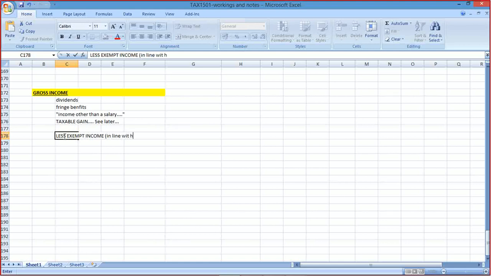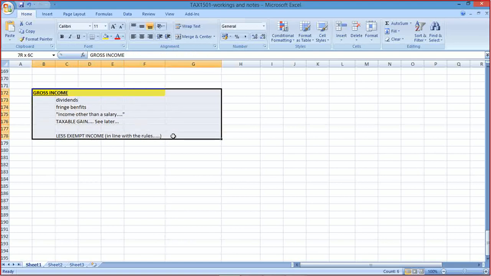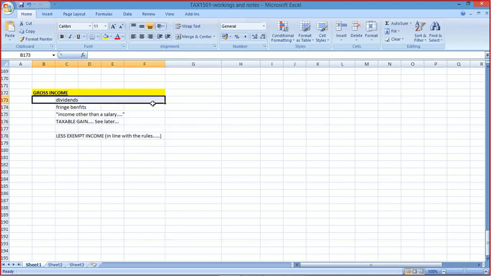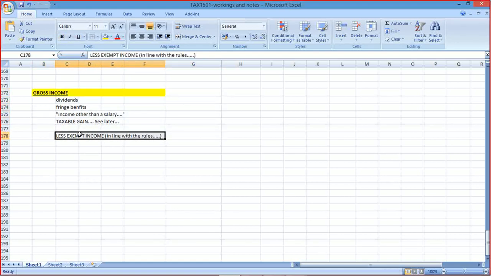And then obviously exempt income, then you would less exempt income in line with the rules. So exempt income isn't a separate line item, it's part of the gross income.